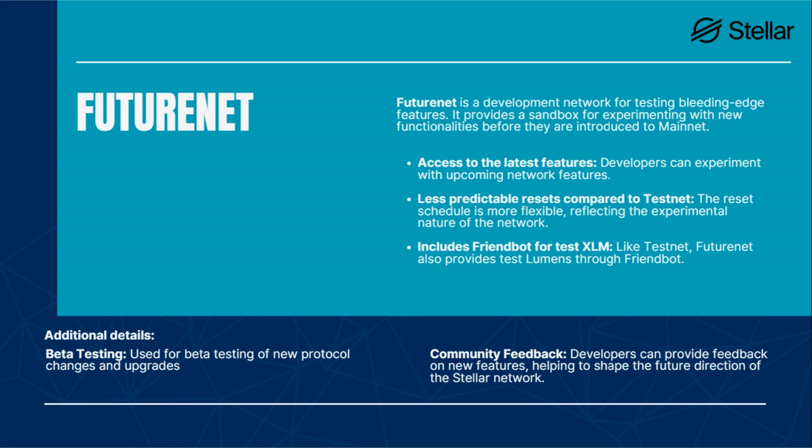Unlike testnet, FutureNet resets less predictably. Why? Because it reflects the experimental nature of the network. Features change, bugs appear, protocols evolve. So the network gets reset when major changes occur and adapts dynamically.